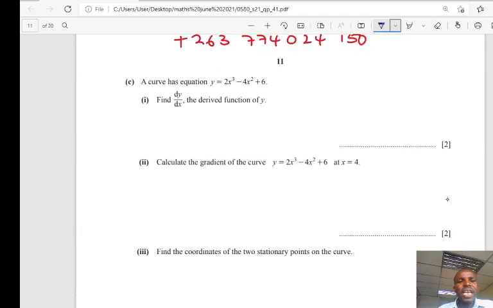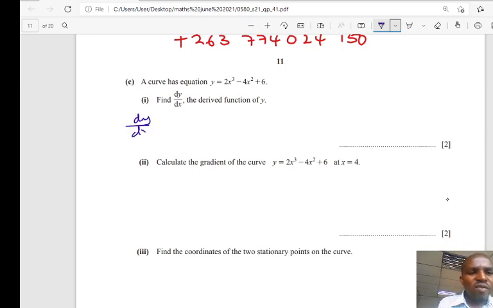Next, part C. A curve has equation y equals 2x cubed minus 4x squared plus 6. Find dy dx, the derived function of y. Right, let's find dy dx here. To find dy dx, you differentiate, right? So differentiation.